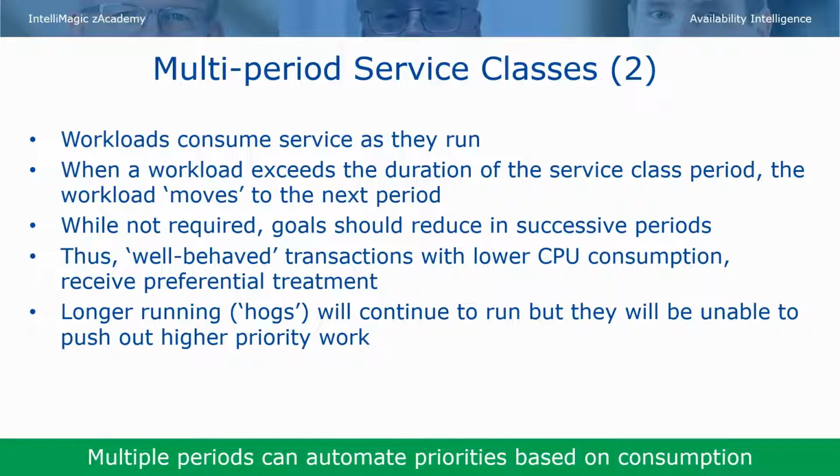As I mentioned a moment ago, multi-period service classes have durations for each period, except the last one. When you get to the last one, you just run forever until you're done. If a transaction exceeds the specified duration for the service class period in which it's executing, it will automatically move to the next period. Now, typically, the next period will have a different goal. Recommended, it should be a more modest goal. And that transaction will automatically be reclassified to that new goal. This is automatic, which is kind of nice. This design has the effect of automating priorities based on consumption.